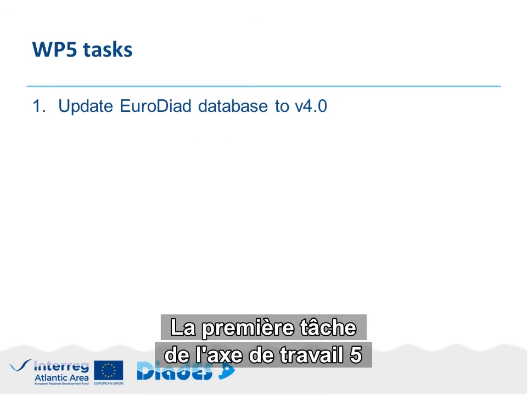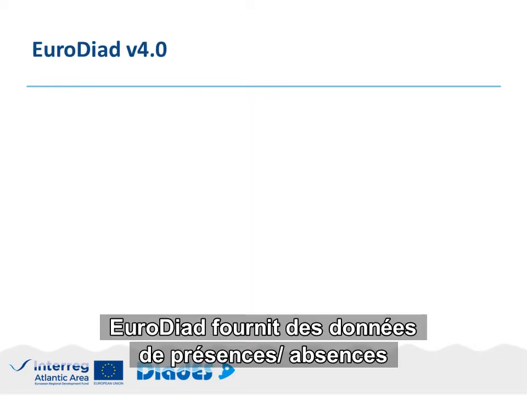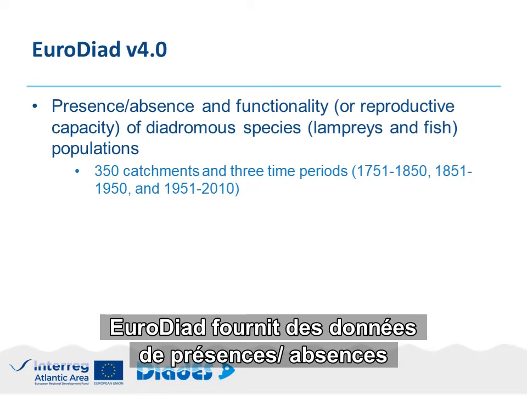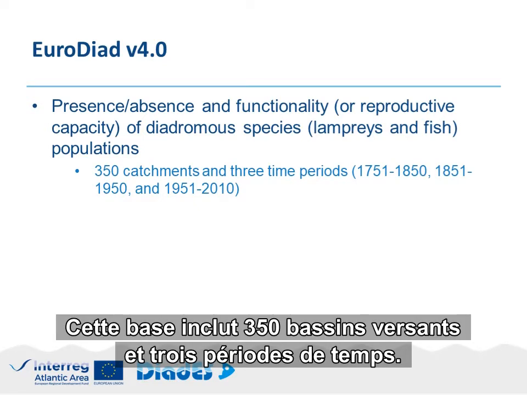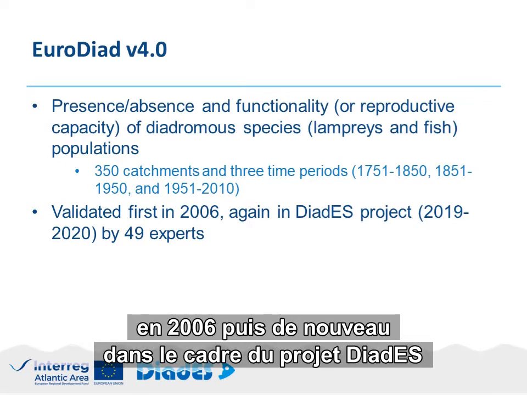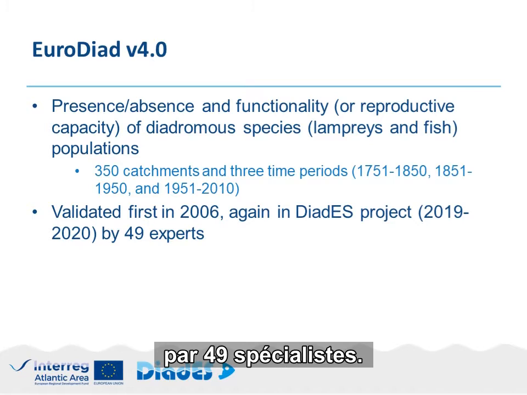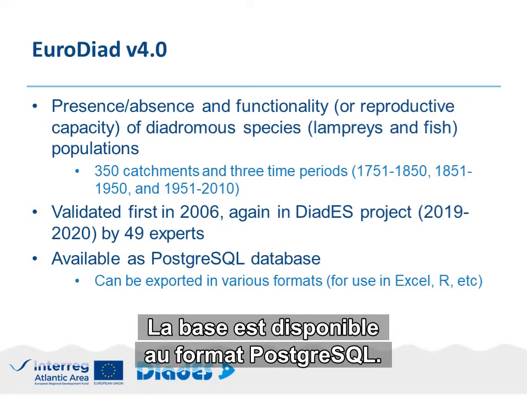The first task for Work Package 5 was to update the EuroDiad database to version 4.0. EuroDiad consists of presence-absence and functionality data for diadromous species populations. It includes 350 catchments and 3 time periods. It was validated twice, in 2006 and again as part of the DiadES project, by 49 experts. And it's available as a PostgreSQL database.